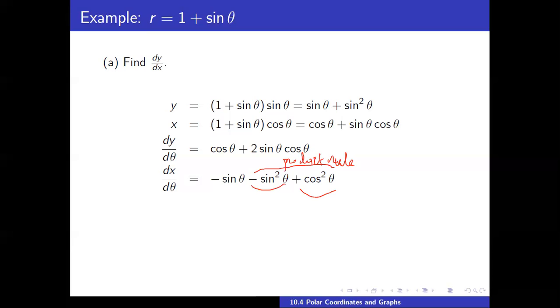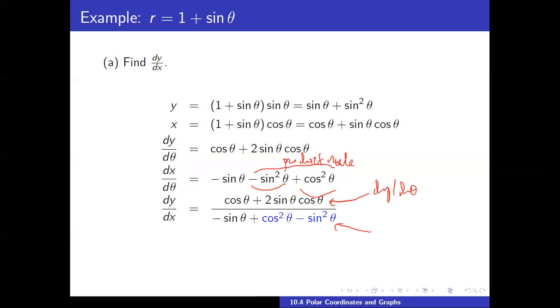So I have dy d theta, I have dx d theta. So if I want dy dx, I just have to take the ratio of those two, yes? Okay, so dy dx is equal to, right up here, up top, that's dy d theta. And down below, that's just dx d theta. Okay, so that's where that comes from. And I've highlighted a couple of things in blue right there.